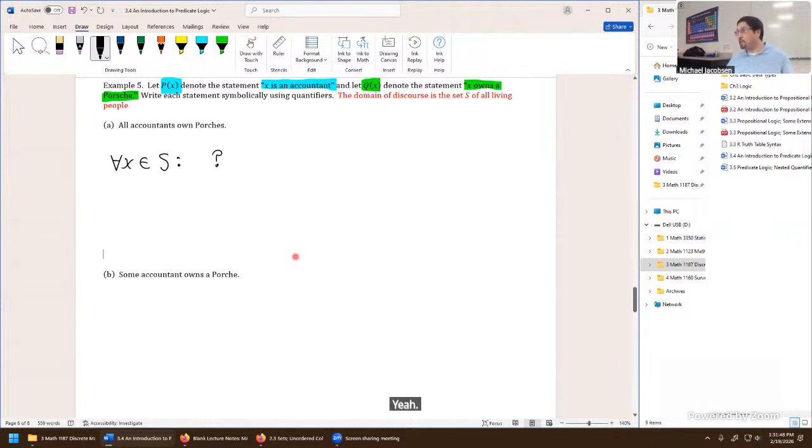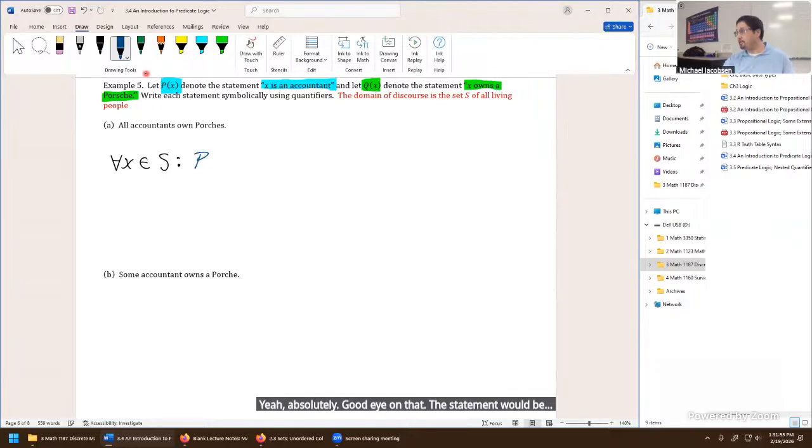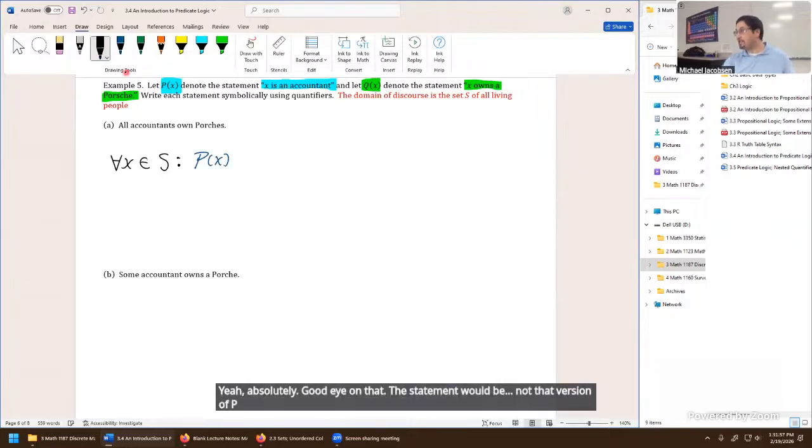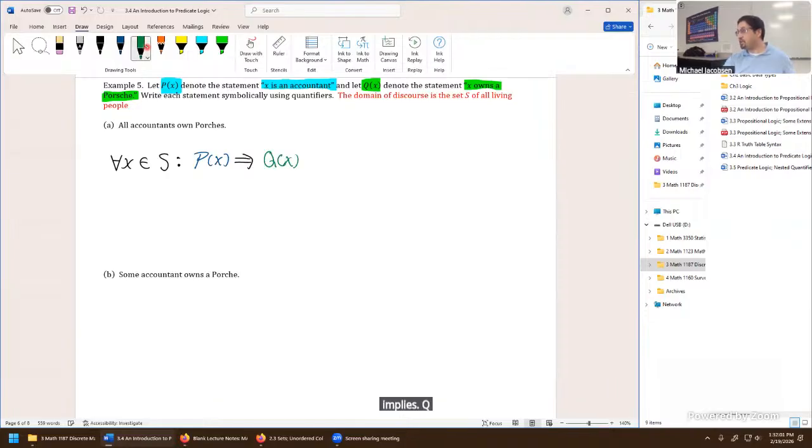Yeah, absolutely. Good eye on that. The statement would be not that version of P, but P of X implies Q of X. Absolutely. And let's spend some time with this one to really explain it and think about it.